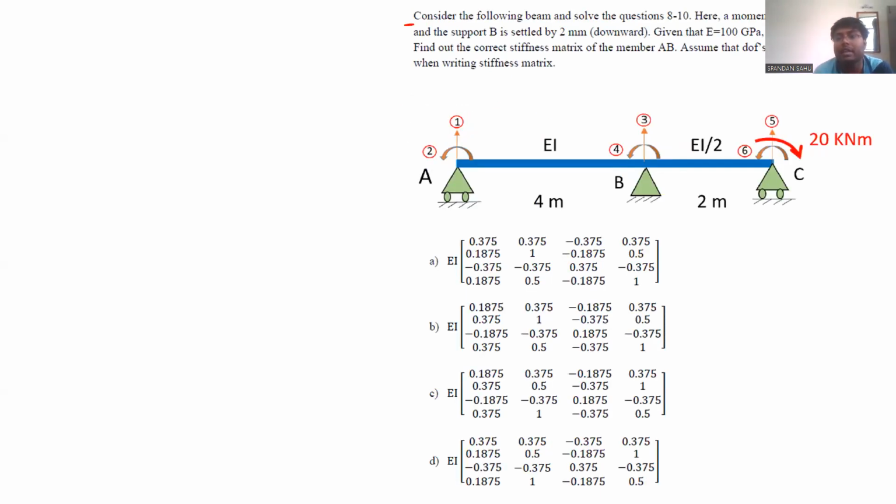We are having 3 beams. Here a moment is applied at point C, which is external, of 20 kilonewton, and support B is settling by 2 mm downward. Given that modulus of elasticity, Young's modulus, is 100 GPa, and moment of inertia is 10 power minus 7 meter power 4. Find out the correct stiffness matrix of the member AB, assuming that degrees of freedom are in ascending order when writing the stiffness matrix.